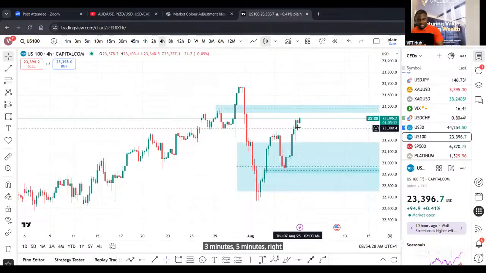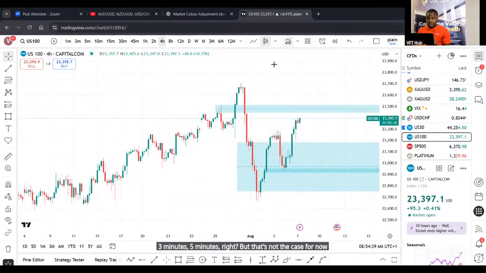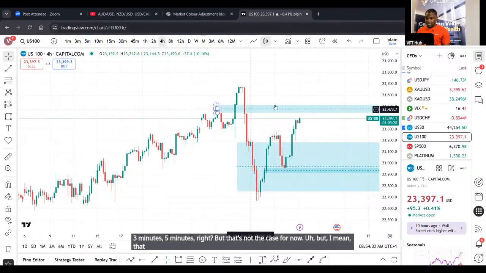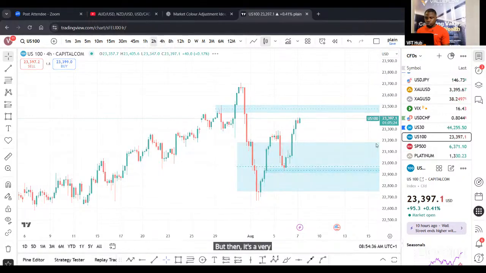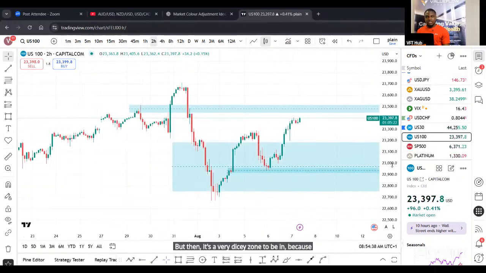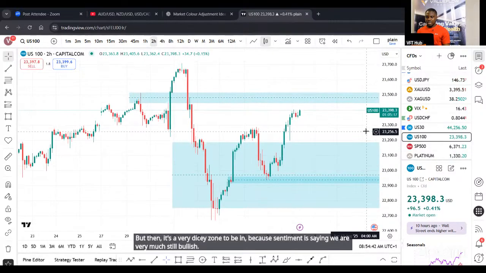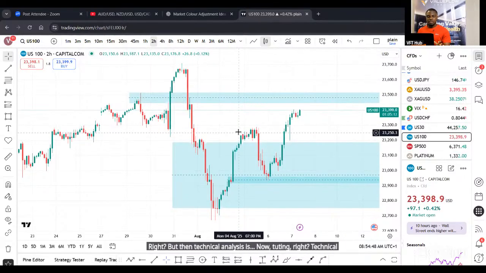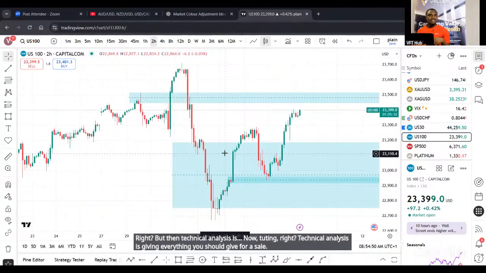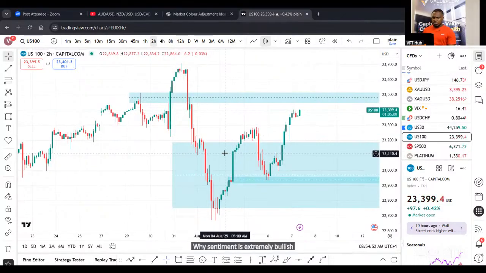But that's not the case for now. But I mean, that still remains intact. I'll be watching how the market reacts on this zone, but then it's a very dicey zone to be in, because sentiment is saying we are very much still bullish, right? But then technical analysis is now tilting, right? Technical analysis is giving everything it should give for a sell, while sentiment is extremely bullish. So it's a confusing place to be.